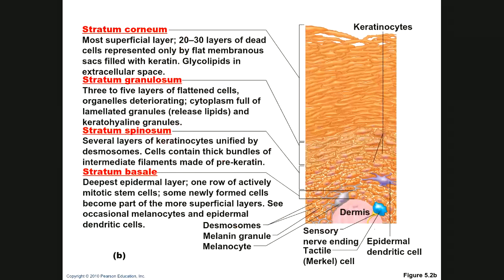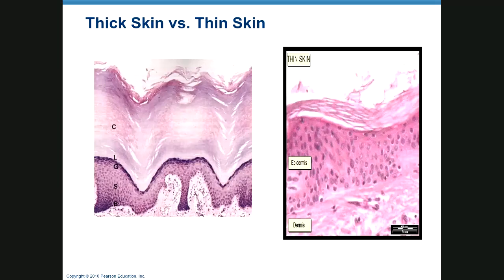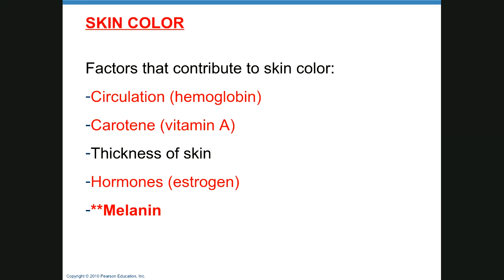Okay, so again, you should know the layers and the characteristics of the layers, the cells found in each layer, and the thickness of the layers. Remember, again, stratum lucidum is only found in thick skin. Other than that, all the other strata are found in both thick skin and thin skin. Okay. If there are no questions, I'll move on to skin color and the factors that influence skin color.